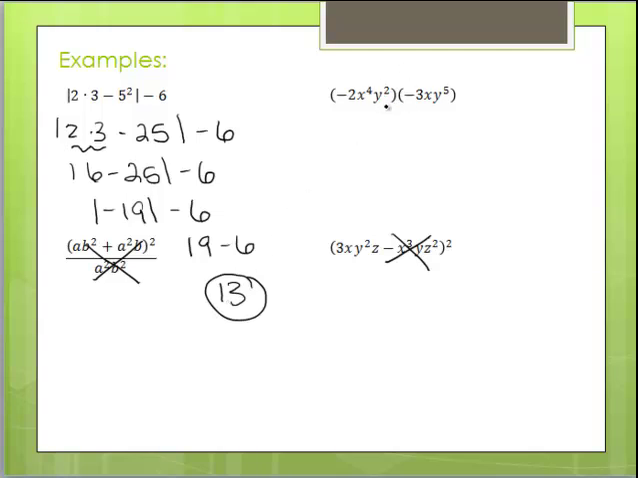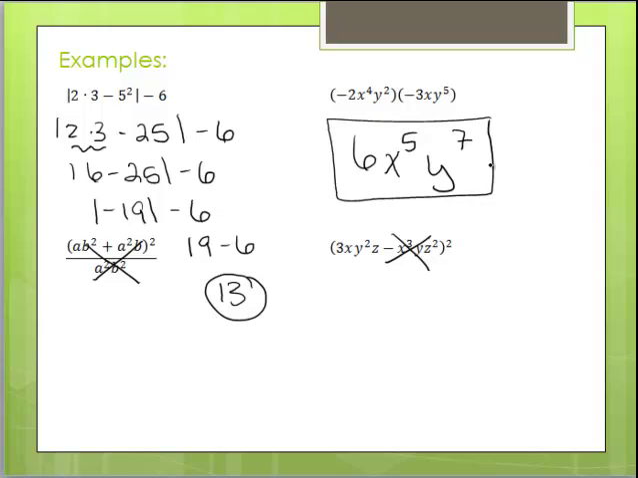Okay, this problem over here, you're just multiplying like bases. Negative 2 times negative 3 is 6. X to the 4th times x is going to be x to the 5th. And then y squared times y to the 5th is going to be y to the 7th. Remember, when you're multiplying like bases, you add their exponents.